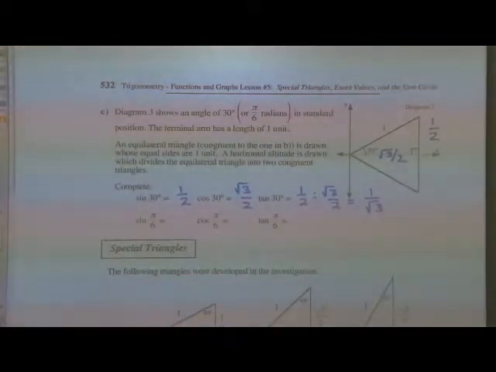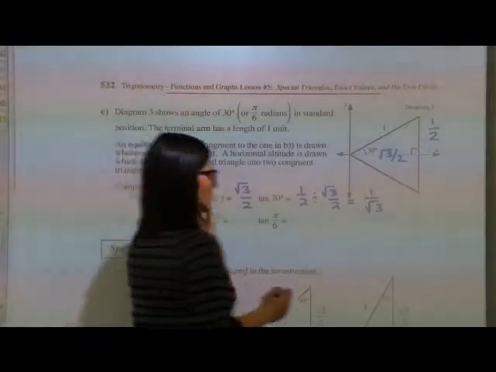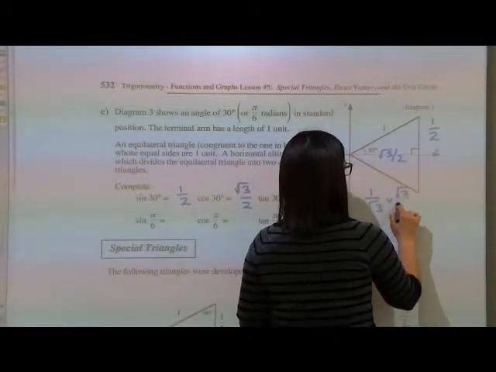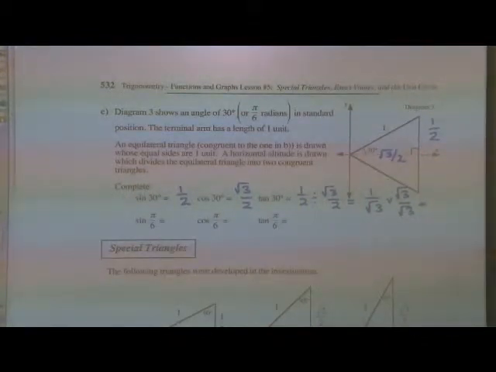If I wanted to have a rational number as a denominator, what could I do? Multiply by root 3 over root 3. And what would that leave me with? Root 3 over 3.